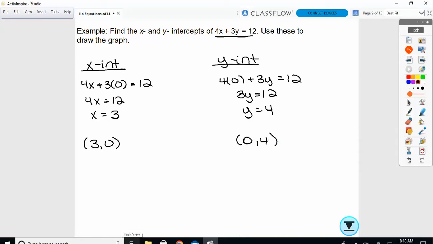So if I'm telling you to use those to draw the graph, what do you have to do? Plot the points. All it takes is 2 points to draw a line. So we have 3, 0 and 0, 4.